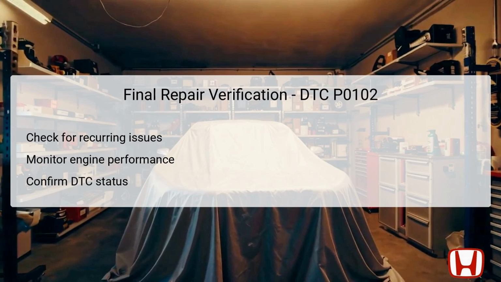After completing the troubleshooting steps for DTC P0102, it's critical to conduct a final repair verification. This entails checking for any recurring symptoms associated with MAF sensing or voltage issues. Monitor engine performance during a test drive, paying special attention to any hesitation or stalling, which could indicate remaining faults. Utilize the HDS to confirm that DTC P0102 does not reappear after clearing the codes from the system, as this acts as a key indicator of successful issue resolution.